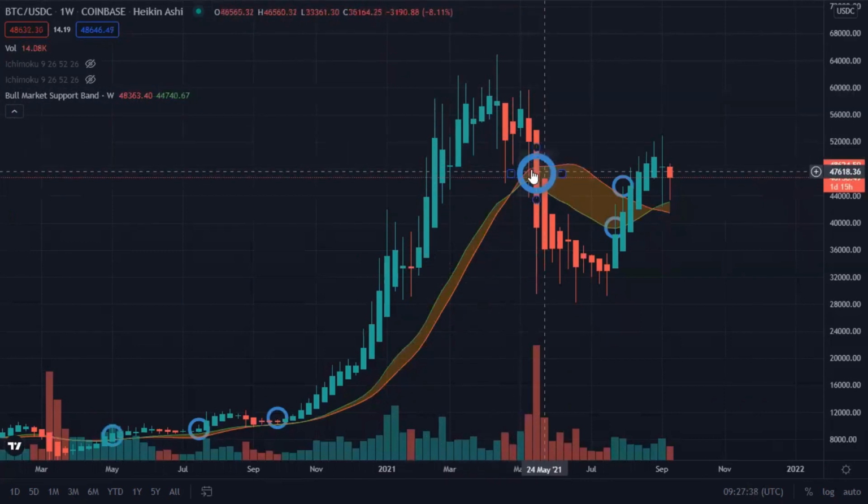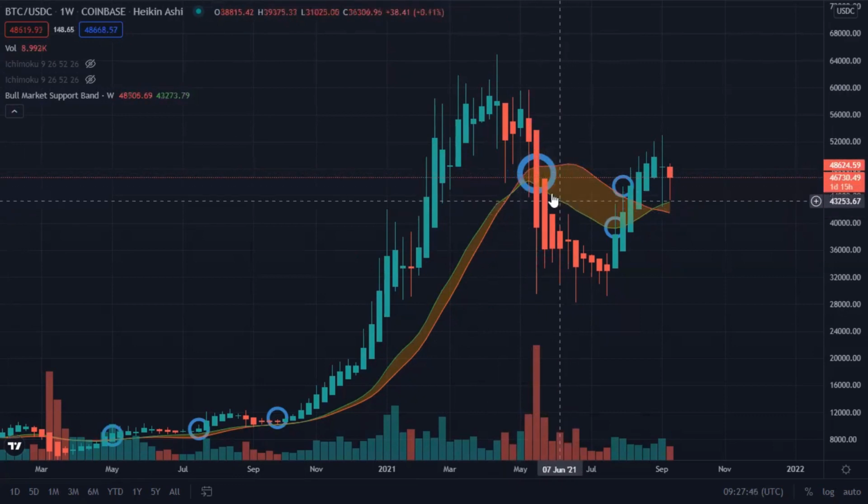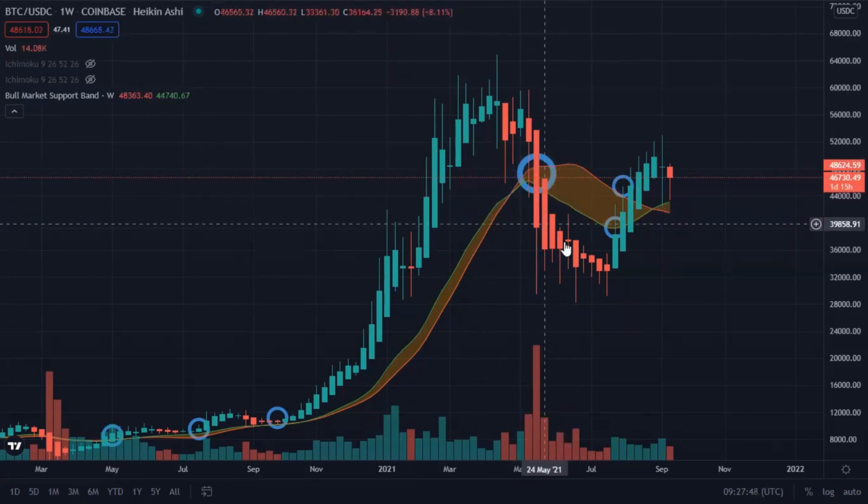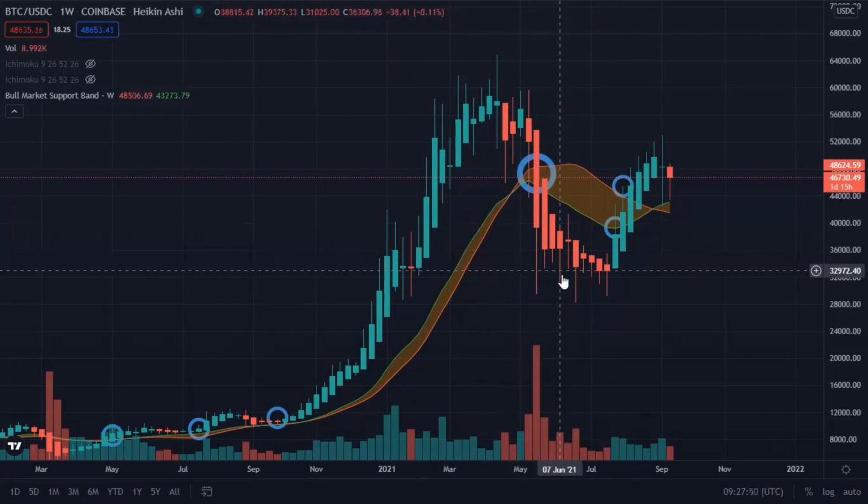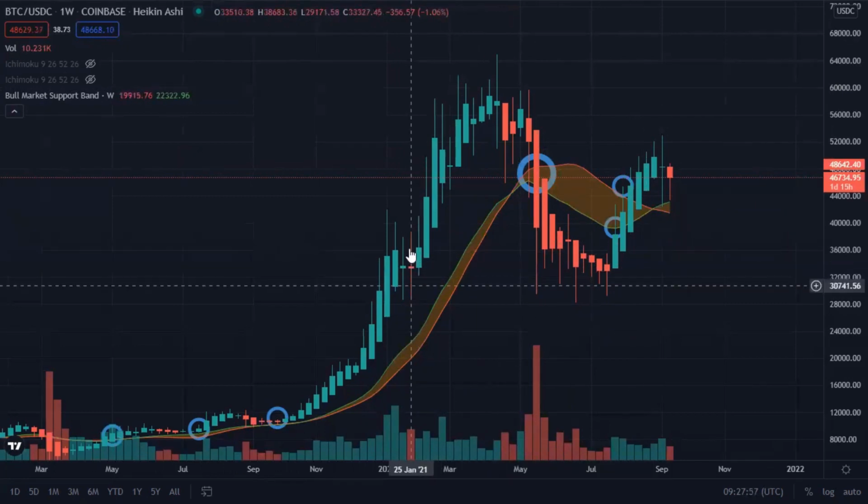And the moment we went into the support band, we were done for. Now we could have bounced off the bottom of the support band, but we didn't. We went straight down and we had to find support elsewhere. This support we found was the last time we found support on this red candle.